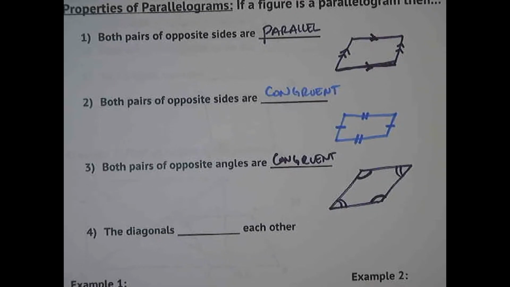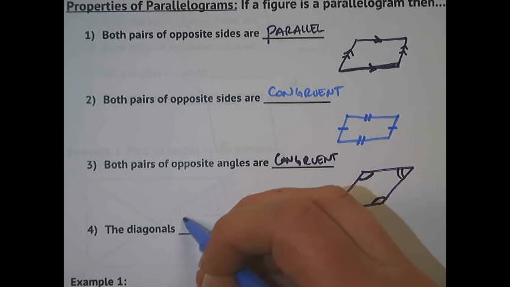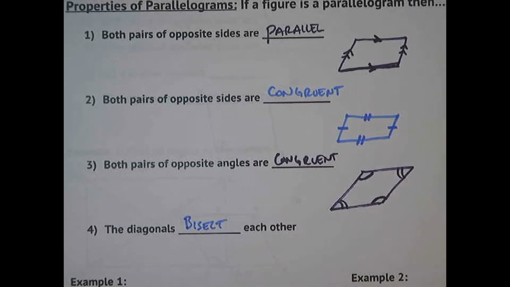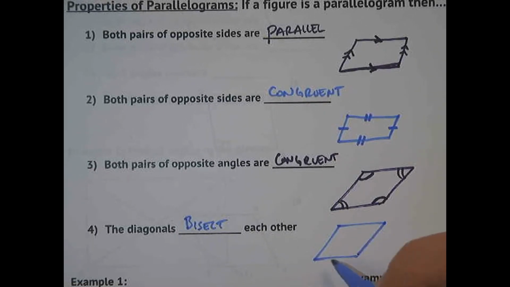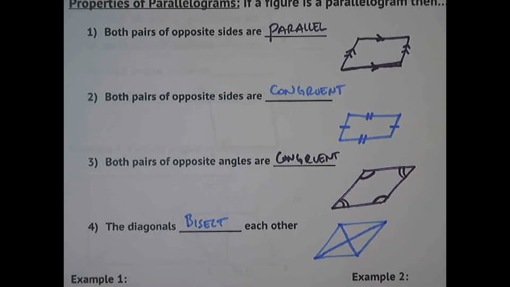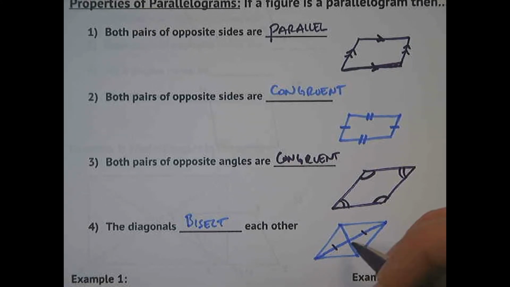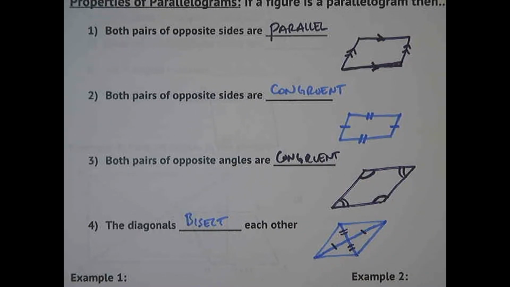Alright, and then the last thing is that the diagonals bisect each other. So remember, bisect means they cut each other in half. So if I have a parallelogram drawn here, the diagonals would be the ones that connect the opposite corners, and they cut each other in half. So this one cuts this diagonal into 2 equal pieces, so this and this are the same. And then the same thing going the other direction. This one also cuts this one into 2 equal pieces. So with parallelograms, there's going to be a lot of setting things equal to each other. That's our big theme here.